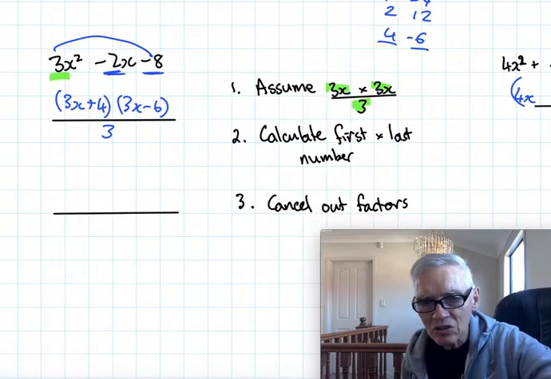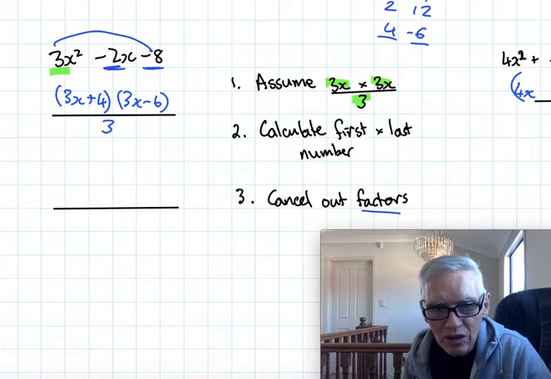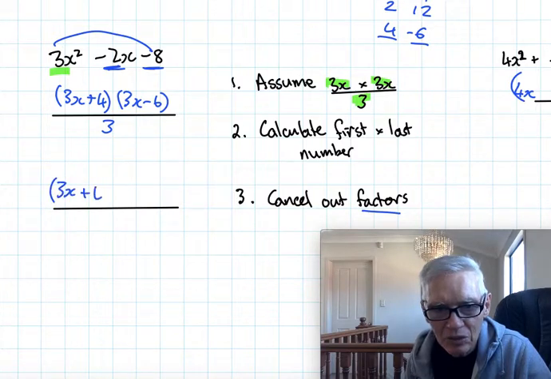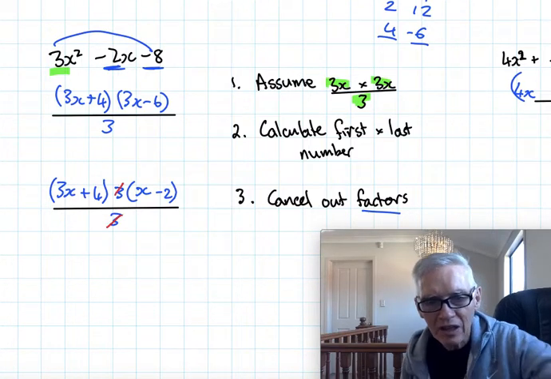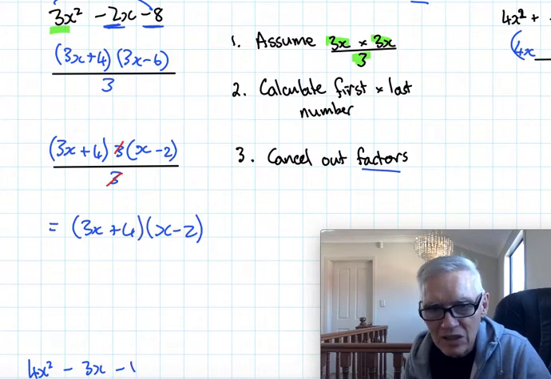Then we have to cancel, and we cancel out factors. So we have to factorize. The 3 and the 4 don't have a common factor, but the second bracket has a common factor of 3. So my first bracket stays as 3x plus 4. And my second bracket, I take a common factor of 3 out of there, x minus 2. And that's divided by 3. And these 3s will cancel out. And so my final answer when I factorize this is 3x plus 4 and x minus 2. That's the ACC, assume, calculate, cancel.